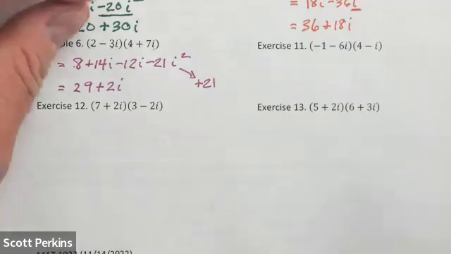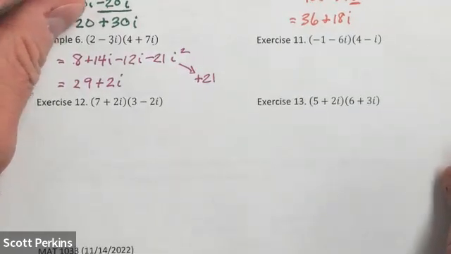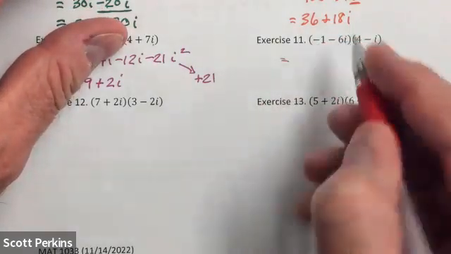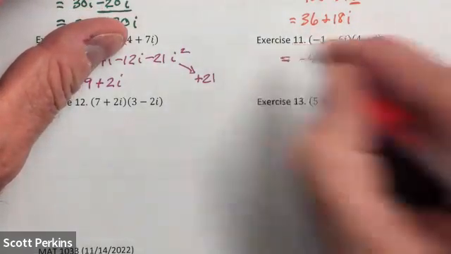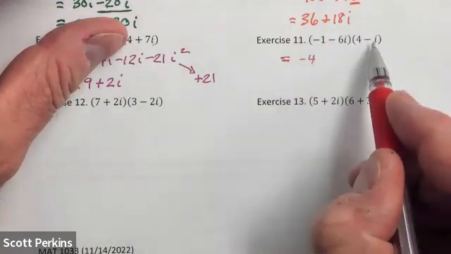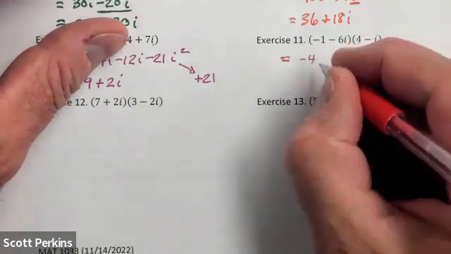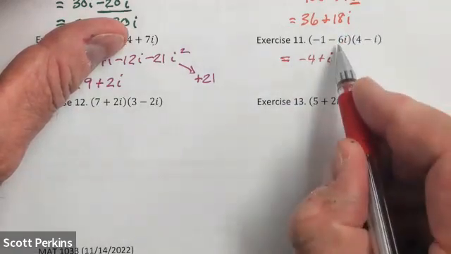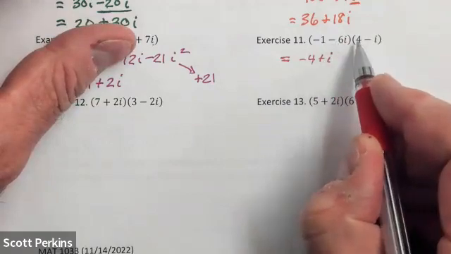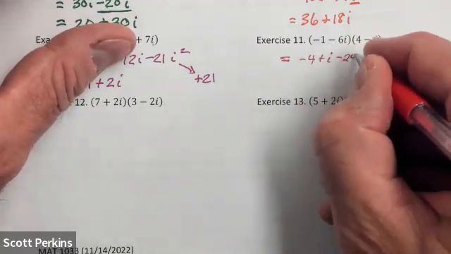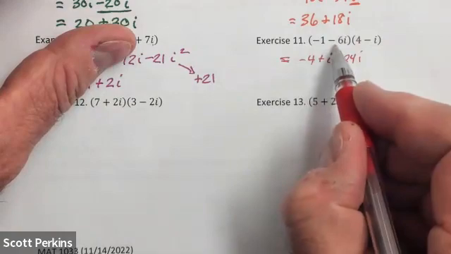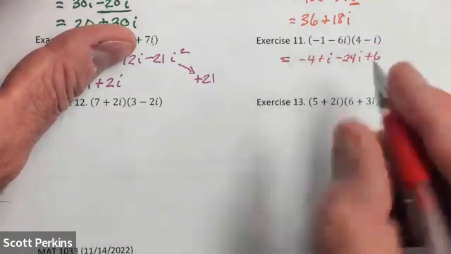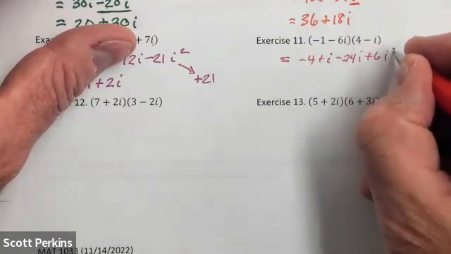All right, first, outers, inners, last. Let me know if you're getting something different than I am. So my firsts, when I do this, negative 1 times 4 is negative 4. My outers, negative 1 times negative i, a negative times a negative is plus 1i, or just plus i. My inners, negative 6i times 4, negative 6 times a positive 4 is negative 24i. And then finally, negative 6i times negative i, a negative times a negative is positive 6, and then i times i is i squared.